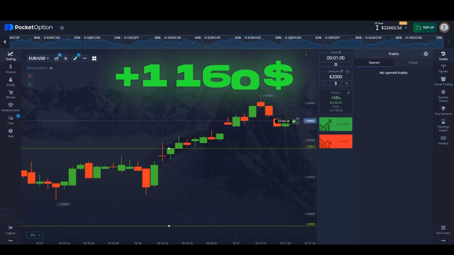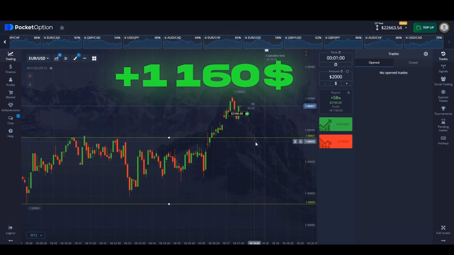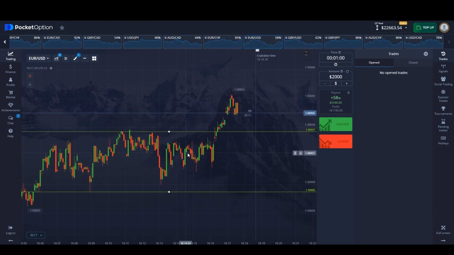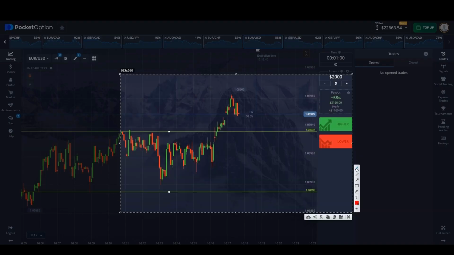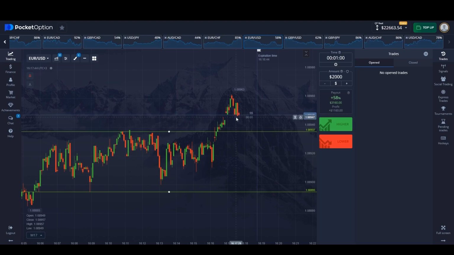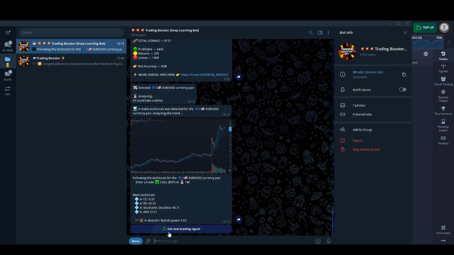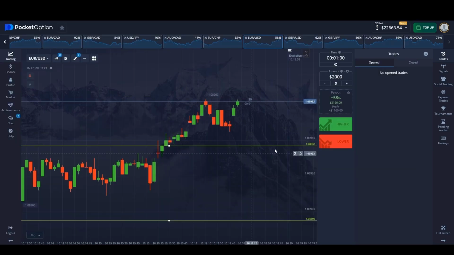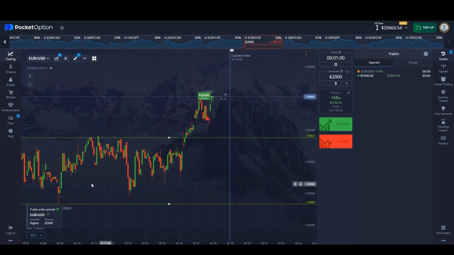A great trade brings me $1,160. As you can see, the upper zone with liquidity has just been taken out by the price, and now I can expect it at the lower boundary. Let's ask BoosterBot again where the price is going to go. The upside signal. What that means is that the uptrend will continue.